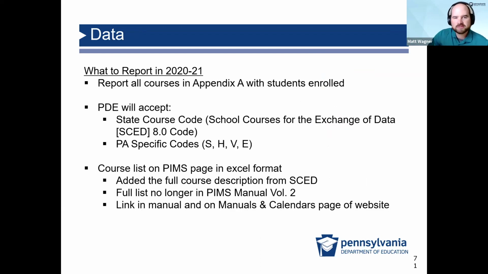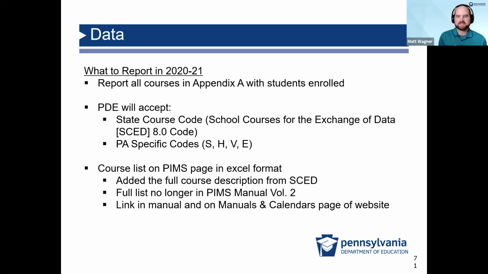So who is to report in 2021, or what to report, I should say. This year we are taking all courses. We are out of just reporting core courses anymore, and everything that's in Appendix A, you should report if you have students enrolled in that type of course. We will only be accepting SCED codes now. We got rid of the PA codes.